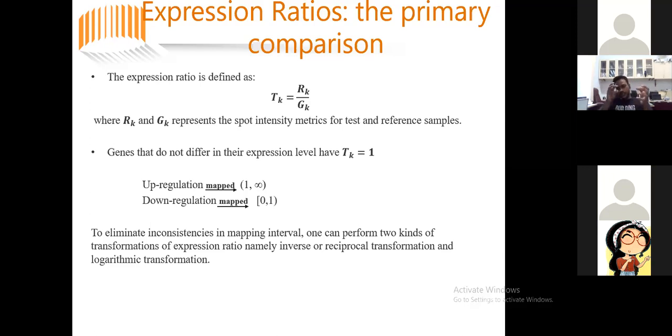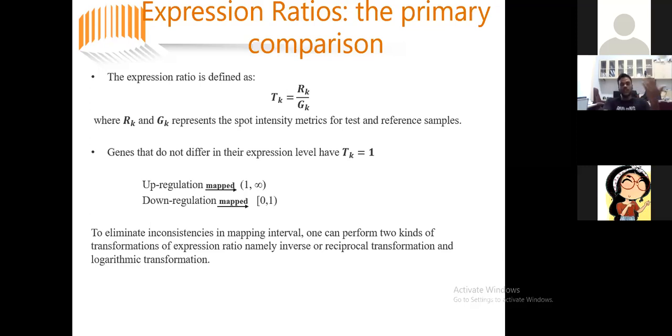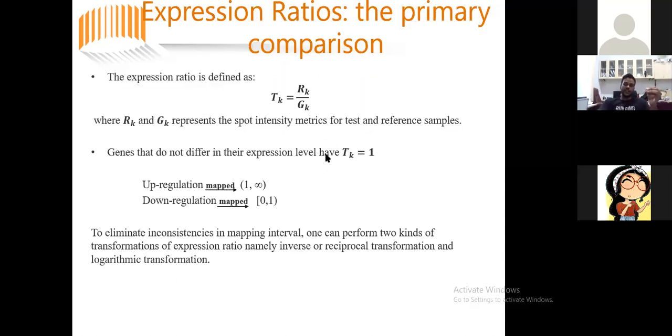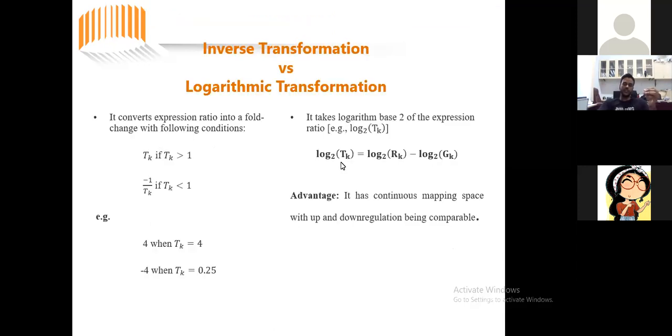But since the mapping interval of this expression ratio is inconsistent in many cases, we generally transform the normal expression ratio using inverse transformation and logarithmic transformation techniques. We would be using the logarithmic transformation technique, which is done by default by the RMA technique. It basically does the log base 2 scaling of the original ratio, Tk equals Rk by Gk. If we do log base 2, it becomes log2 Rk minus log2 Gk, so that it has a continuous mapping space between the up and down deviation.